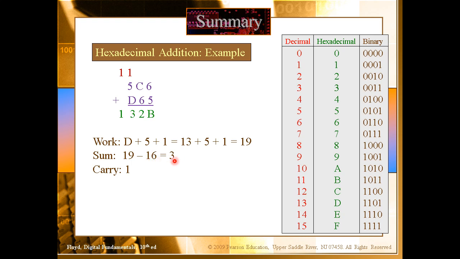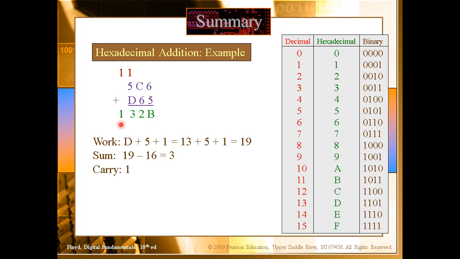But since I did the subtraction, I'll have a carry again, right? So I did the subtraction and I got 3 here, and because of this subtraction there is a carry in the next column. In the next column there is nothing, so I just put down the carry here. So my answer is 132B. You know what I'm saying?